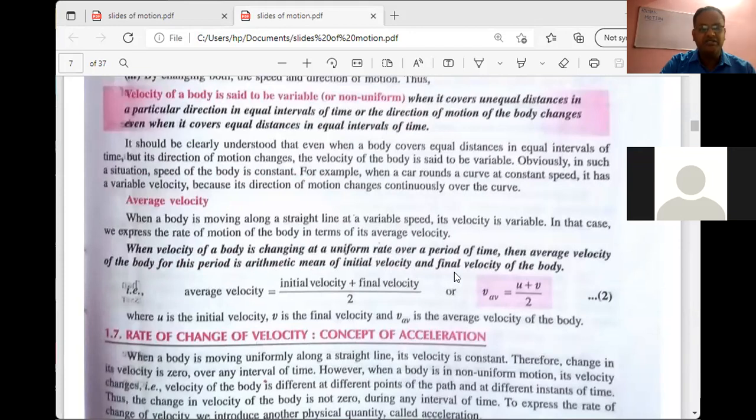So how can we deduce this? Here we will take the arithmetic mean by adding the initial and the final velocity and dividing by 2: U_av = (u + v)/2, where U_av is the average velocity, u is the initial velocity, and v is the final velocity. This is the formula for getting the average velocity. Students, average speed, as we said, is total distance divided by time, but average velocity we take out by taking the arithmetic mean of the initial and the final velocity.